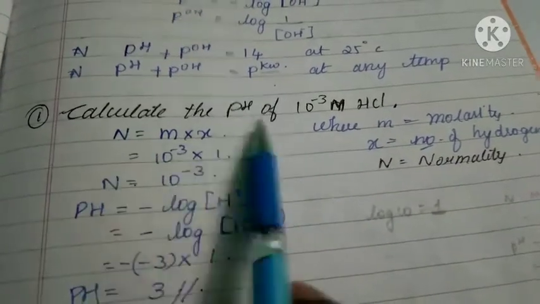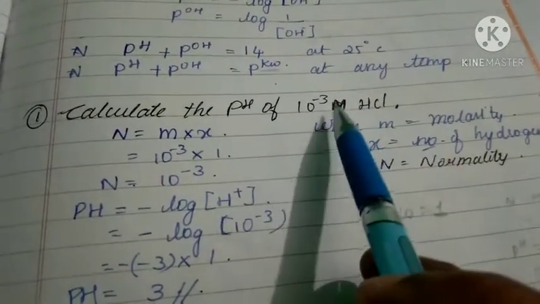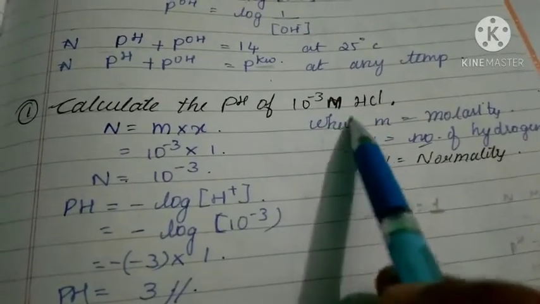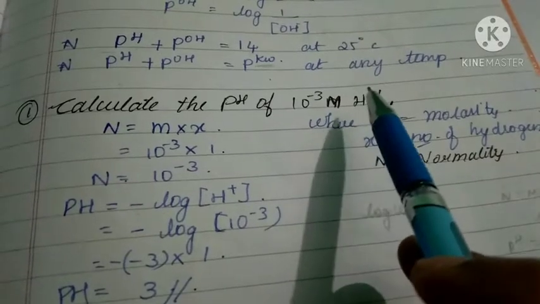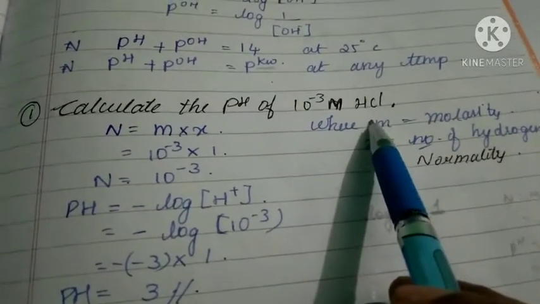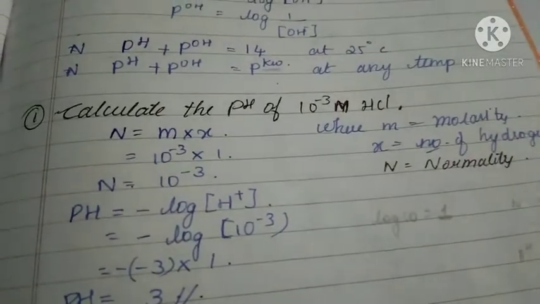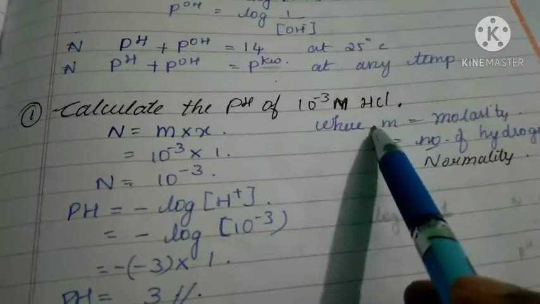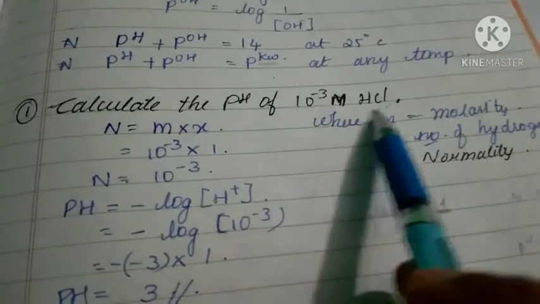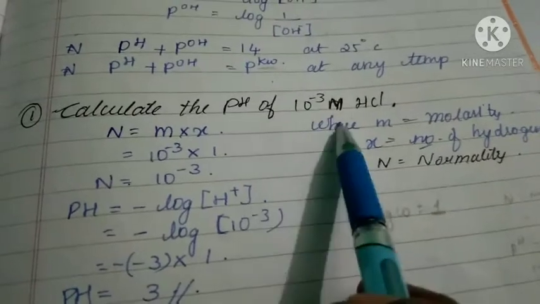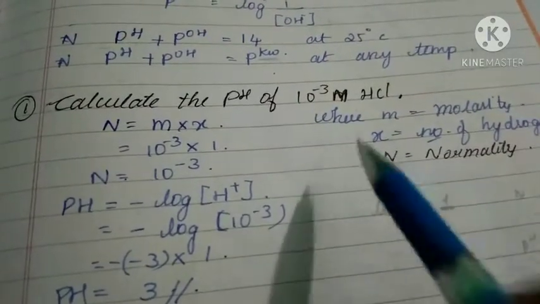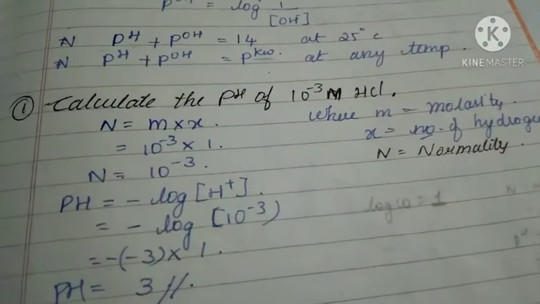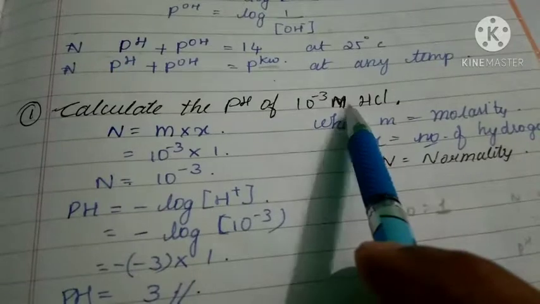What we have to find? pH. If concentration is in molarity, that should be converted into normality. That is also one of the concentration terms. If concentration is present in molarity, that should be converted into normality to find pH. Here HCl molarity is given. For acids, every time that concentration is equal to H plus. So first, that molarity should be converted into normality.